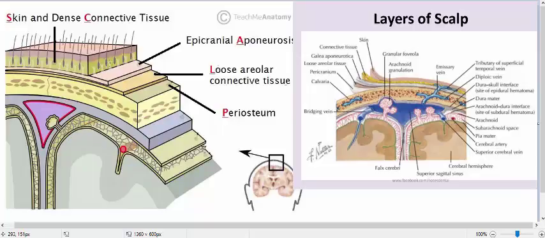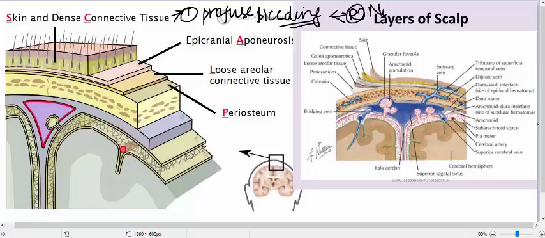vessels and nerves present, and once these blood vessels are cut, they don't retract. So this is the reason why there is profuse bleeding in the scalp. So this is the point which is important. One point which is clinically important about dense connective tissue is profuse bleeding due to non-retraction. You should remember this. Profuse bleeding reason is non-retraction, right? And the next one is aponeurosis, that is epicranial aponeurosis.